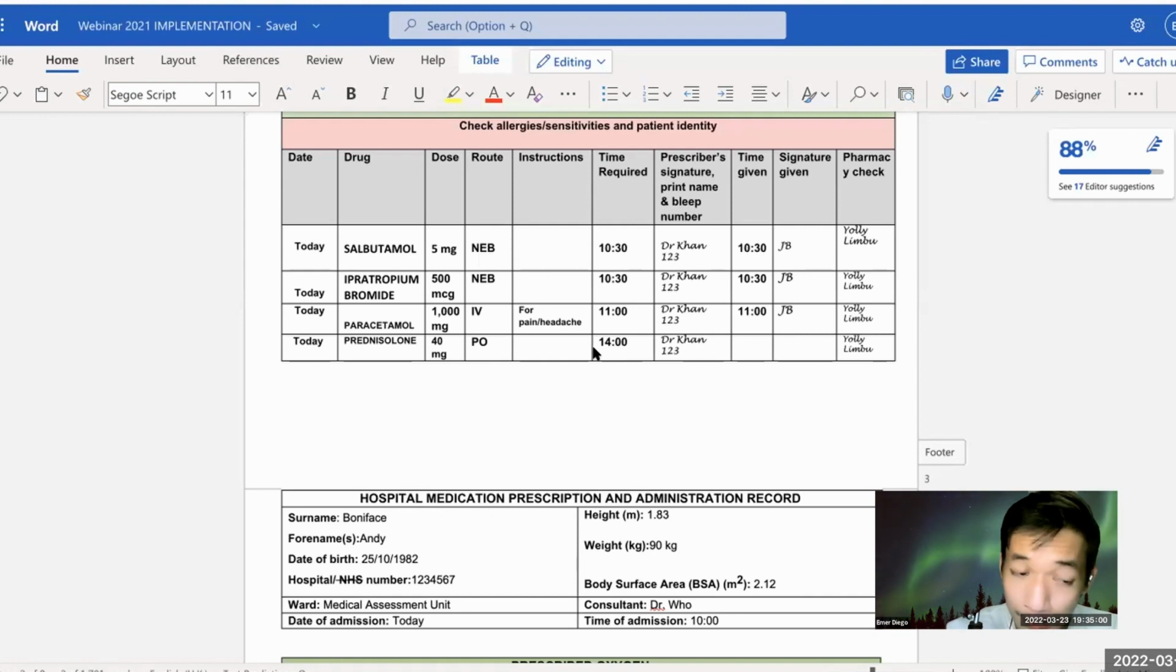So in the UK, the preparation for prednisolone is 1 milligram per tablet or 5 milligrams per tablet. So let's try your basic math. Let's say you have 5 milligrams per tablet. How many tablets are you giving? Eight. Well done.